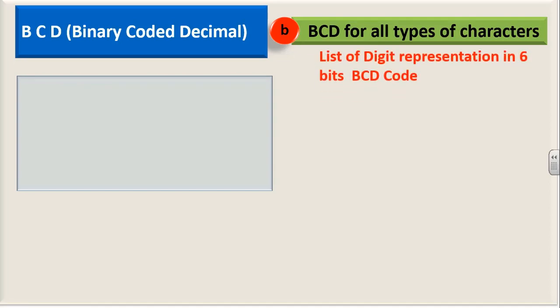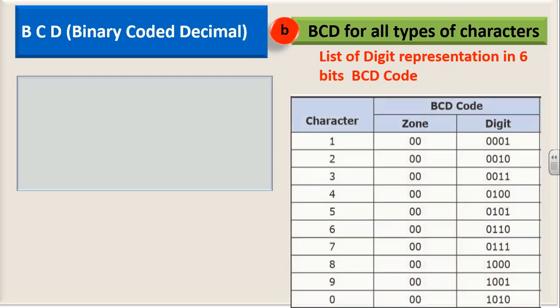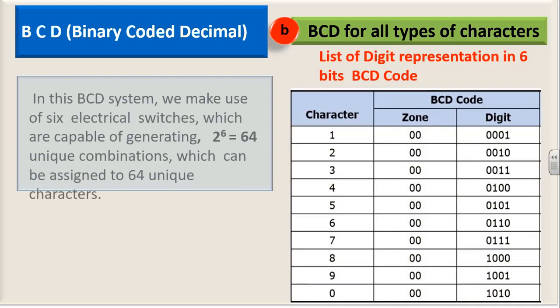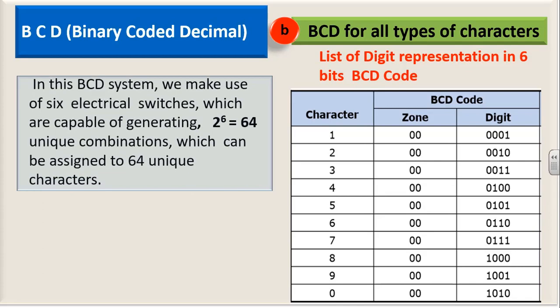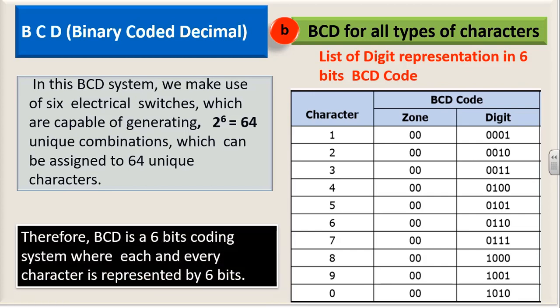Now move on to the next part, BCD for all types of characters. List of digit representation in 6 bits BCD code. In this BCD system, we make use of 6 electrical switches which are capable of generating 64 unique functions which can be assigned to 64 unique characters. Therefore, BCD is a 6 bits coding system where each and every character is represented by 6 bits.